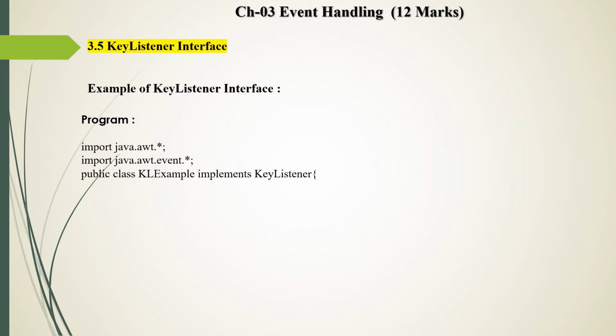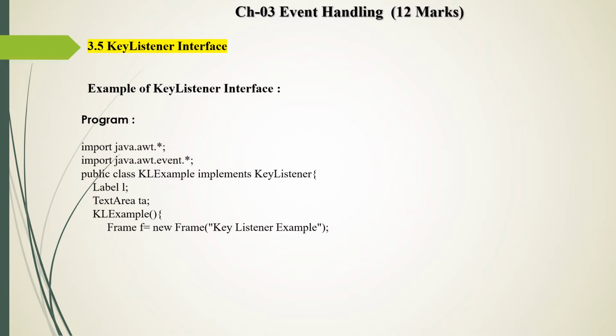Then next we create one label L. Then we create one text area object. So two components are created: first a label, and second a text area. Then we define the constructor of our class KL example. Inside the constructor, we first create the object of the Frame class. So f is the object of the Frame class.